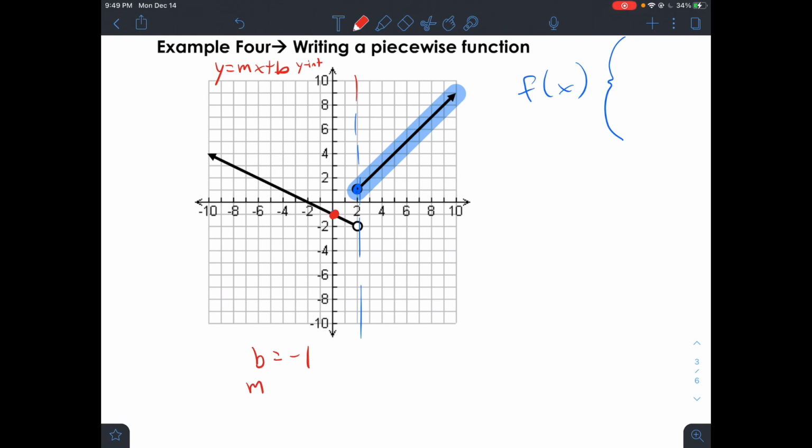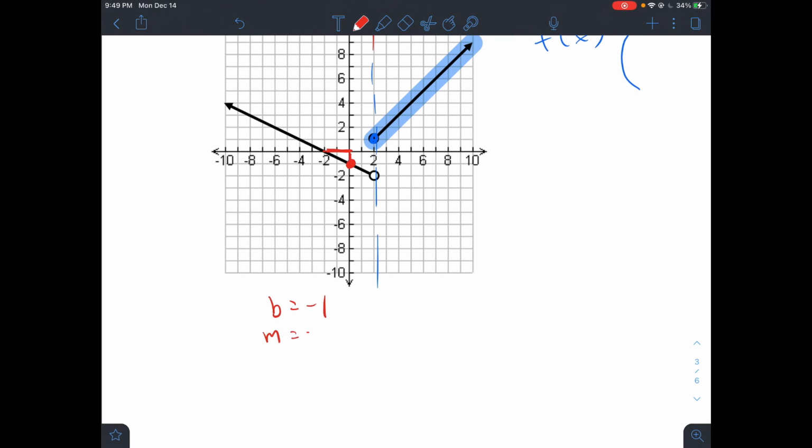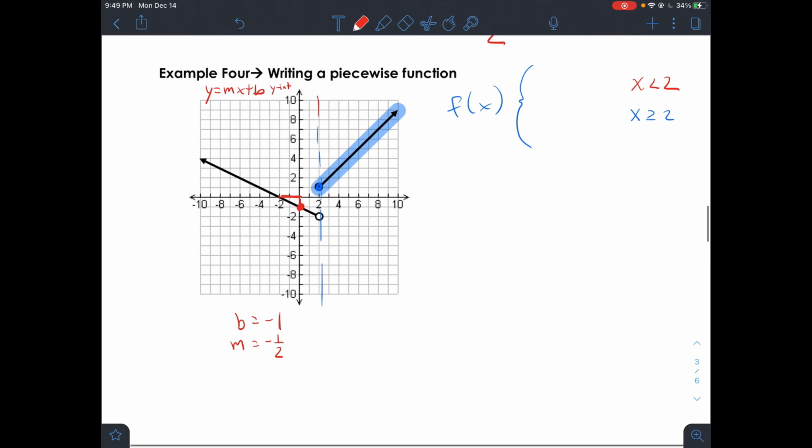Now we've got to find our slope, right? Obviously, it's going to be negative. Our rise is 1 and we go back 2. So we're going to have -1/2. The equation of this line is going to be y equals -1/2 x minus 1. And that would be how we would define the red line.